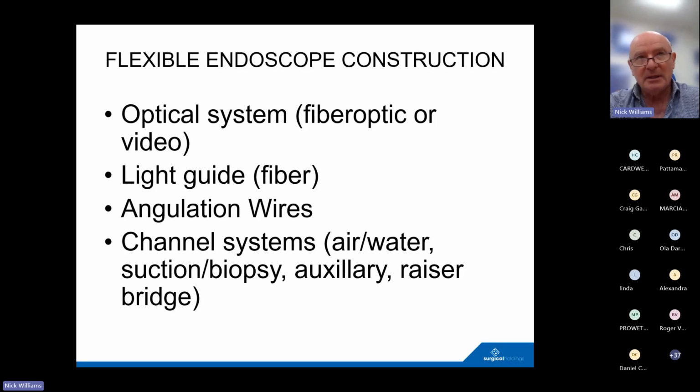And there's a flexible bending section at the tip of these instruments, so you therefore need angulation wires to move that. It's usually like something like that, either in 2-way or 4-way, so either up, down, left, right, or with smaller instruments, just up, down. And then you have channel systems. There's air channel, water channel, suction biopsy channel, and there can be additional channels. Some instruments have auxiliary channels, and then therapeutic instruments, such as therapeutic duodenoscopes, have what's known as a raised bridge or an elevator bridge, and I'll come back to that in a minute. And there's a channel with a wire going down it to move that up and down.